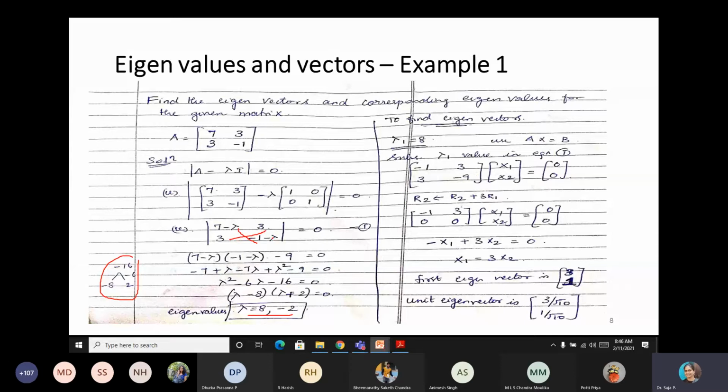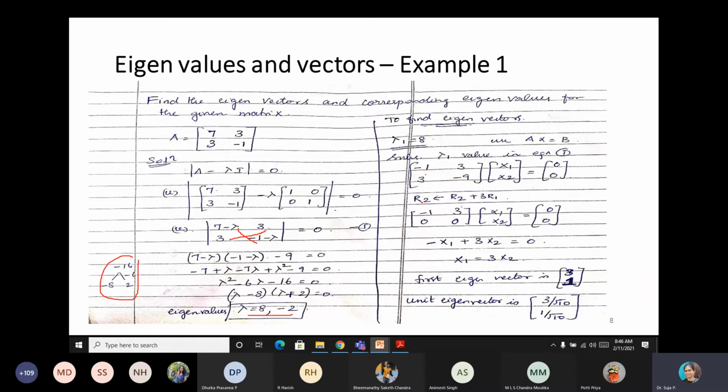In the place of lambda, first we will take 8 and substitute. So 7 minus 8 is minus 1, and 3 is written as it is, this 3, then minus 1 minus 8 is minus 9, into x1, x2 is equal to 0. And we have to solve this. For solving this, we will be using the Gaussian elimination method. Hope you might have studied this earlier. So we will be solving this.